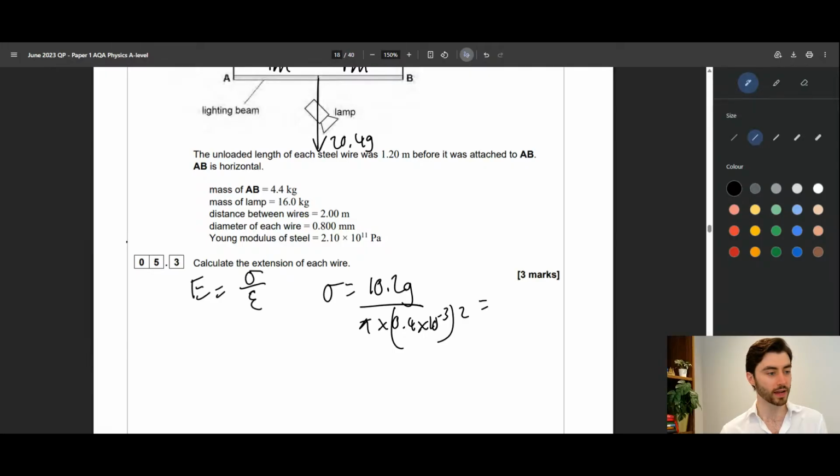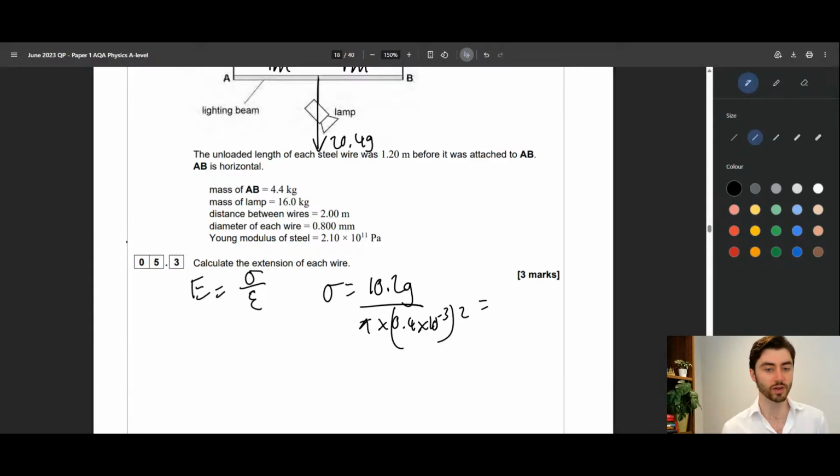Running this on my calculator, I get 10.2 times 9.81, which is the A-level physics value to use, all over pi times 0.4 times 10 to the minus 3, all squared. Is the force halved because it's for one wire? Yes. I'm considering one wire, and it's only because they're identical wires and the force is exactly halfway in between. In theory, I could work out the moments from A and prove that the force in B is going to be half of this. But for 3 marks with a bunch of other stuff to do, I'm like, nah.